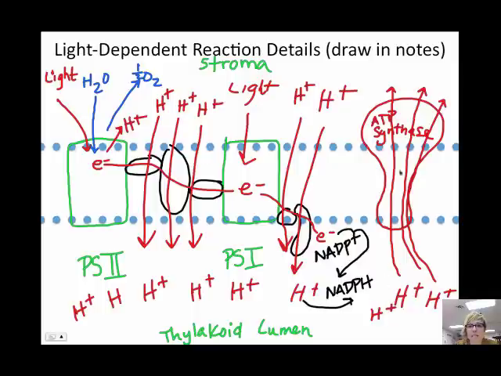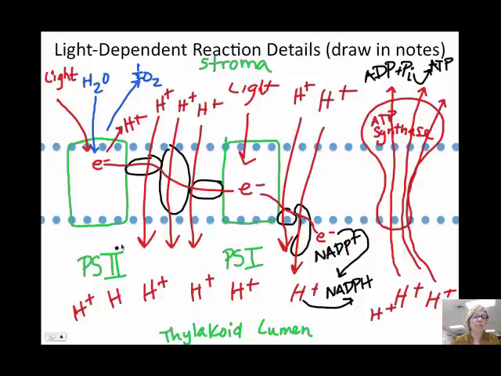And the ATP synthase is shaped really specifically so that when these hydrogen ions flow through it, it actually spins. And it spins really, really fast, like unimaginably fast. And the spinning action of that actually mechanically binds ADP plus Pi to make ATP. Okay, so that is our light reaction details. Let me go over that one more time.